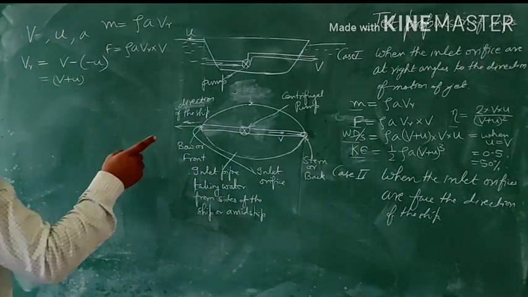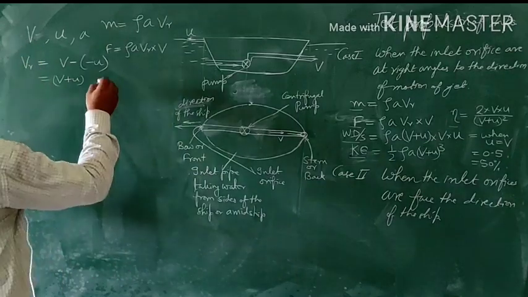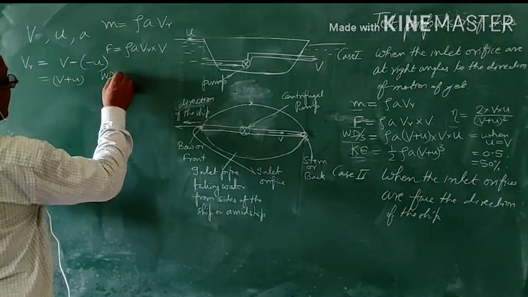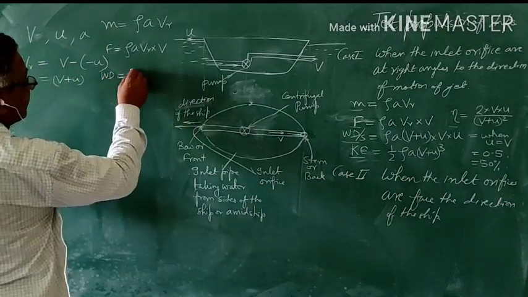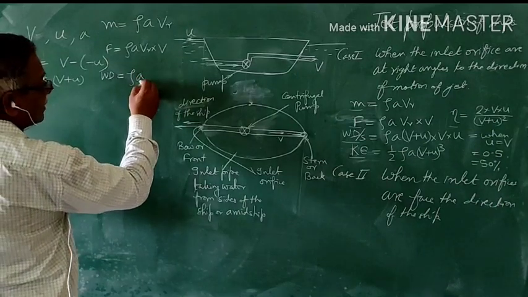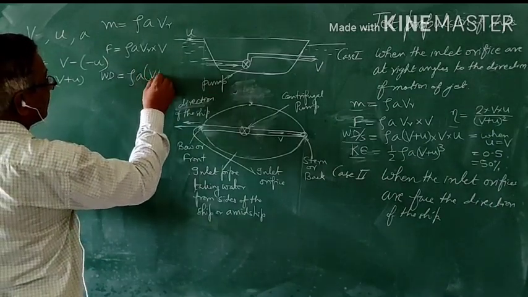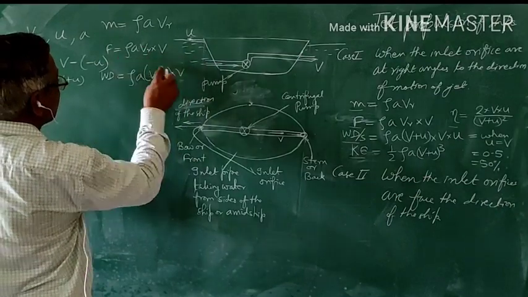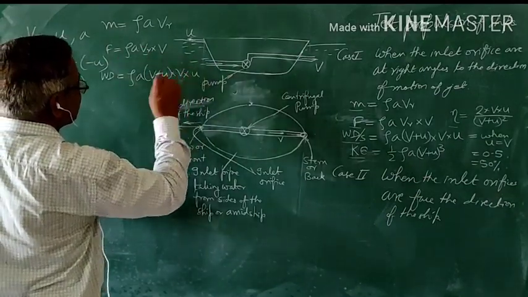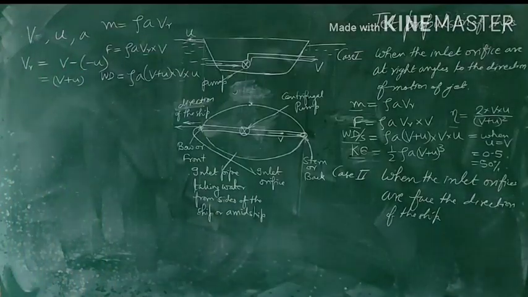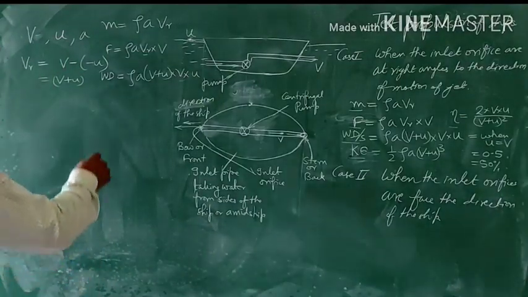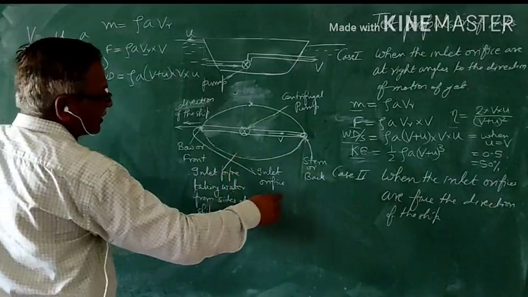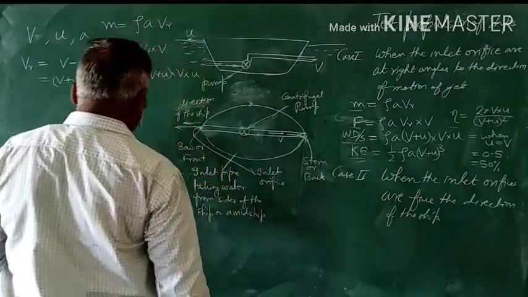Then the work done per second will also remain the same. It is rho A V (V plus U), that is Vr multiplied by V. So this is the force multiplied by the distance moved per second, that is the ship velocity. So work done is also the same in case 2 as it was in case 1.